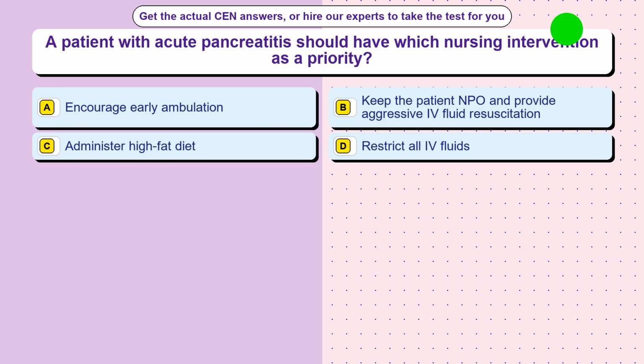Question 99. A patient with acute pancreatitis should have which nursing intervention as a priority? Option A, encourage early ambulation. Option B, keep the patient NPO and provide aggressive IV fluid resuscitation. Option C, administer high-fat diet. Option D, restrict all IV fluids.